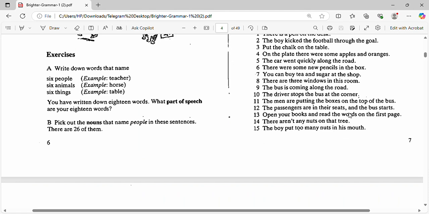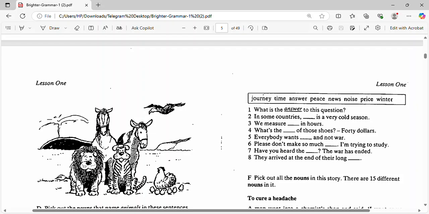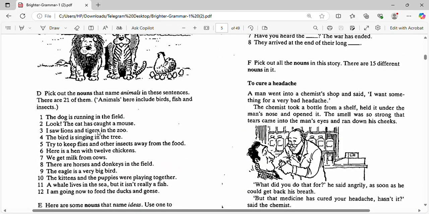Books, words, page. There aren't any nuts on that tree. Nuts, tree. The boy put too many nuts in his mouth. Nuts. So let's move on. Pick out the nouns that name animals in these sentences. There are 21 of them. Animals here include birds, fish, and insects. So let's move on. Number 1.